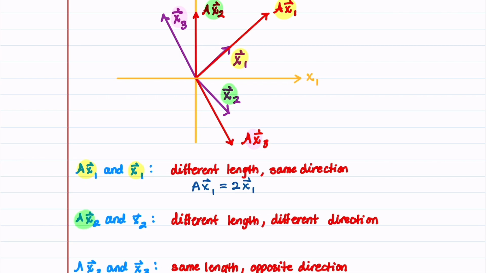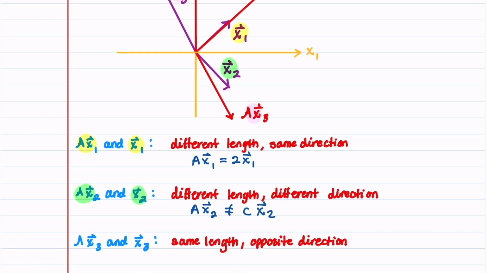If we look at Ax2 and x2, we notice that they have different lengths and different directions. Because of this, Ax2 is not a multiple of x2. Lastly, if we look at Ax3 and x3, we notice that they have the same length but opposite direction. We can write Ax3 is equal to minus 1 times x3.